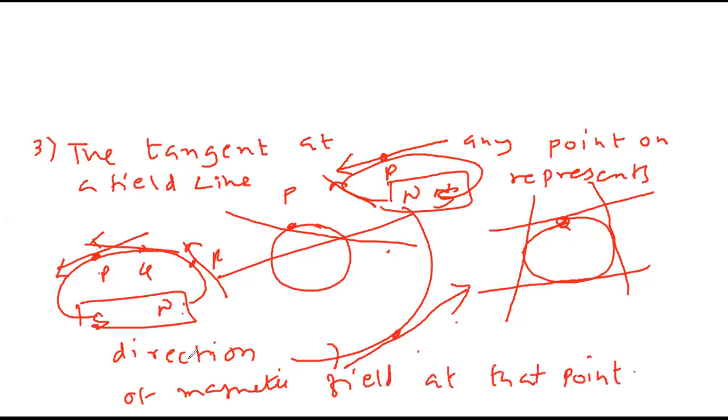Represents direction of magnetic field at that point. So first one, it is a continuous and closed curve. Second, outside the magnet, it is from north to south. Third, the tangent at any point represents the direction of magnetic field at that point.